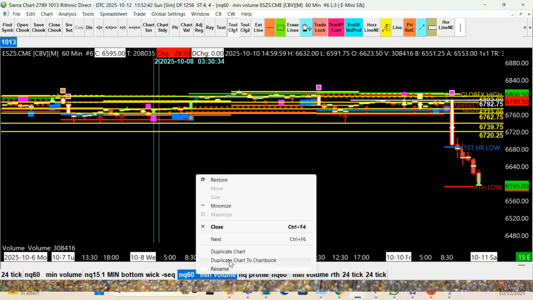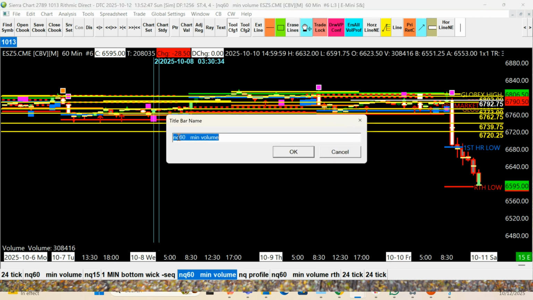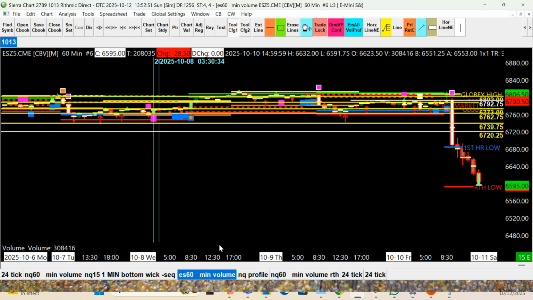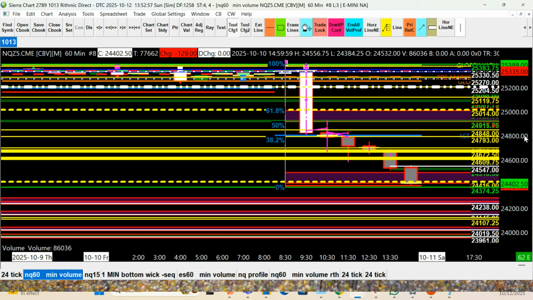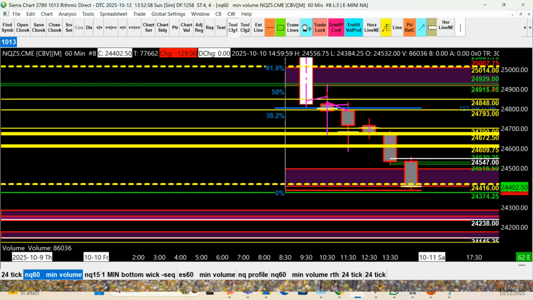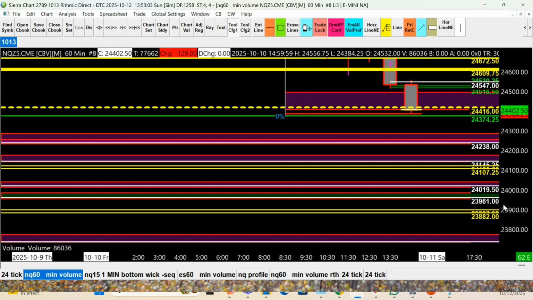Hold on a second here. Rename. Which means I have an NQ in here somewhere. And there it is. And that is my 24-hour. Okay, so now I'm going to get underneath here. And so I'm going to do the same thing here.